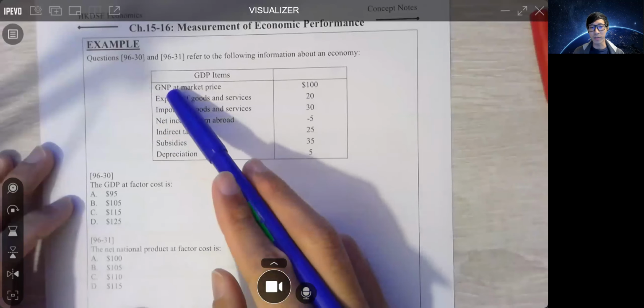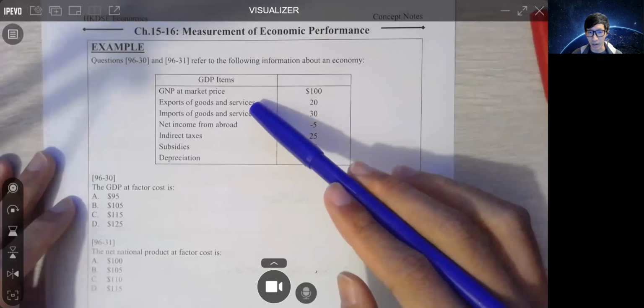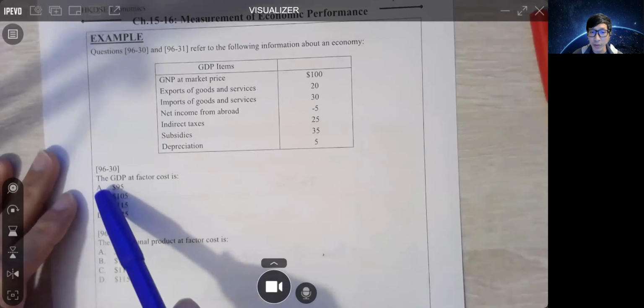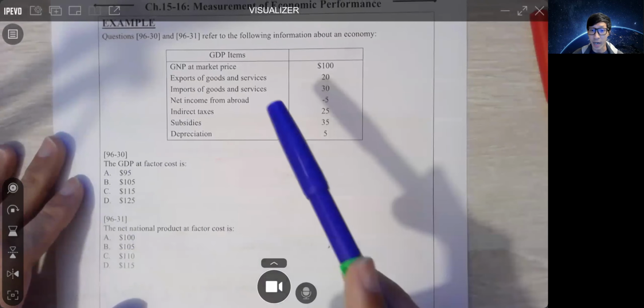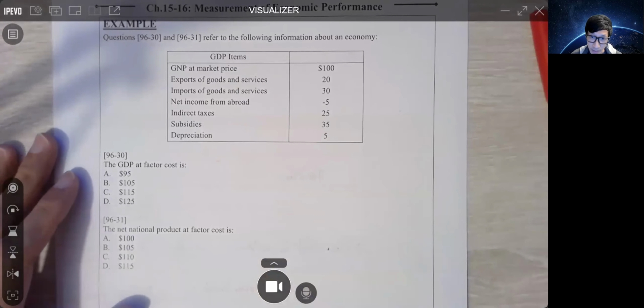You are first given GNP at market price, and then you're given a lot of information, right? Let's look at the question first. The first question here, GDP at factor cost, okay? Oh, the first thing they want to ask is GDP at factor cost. Now, first of all, if you look at this table, do you have all the information about CIGNX?